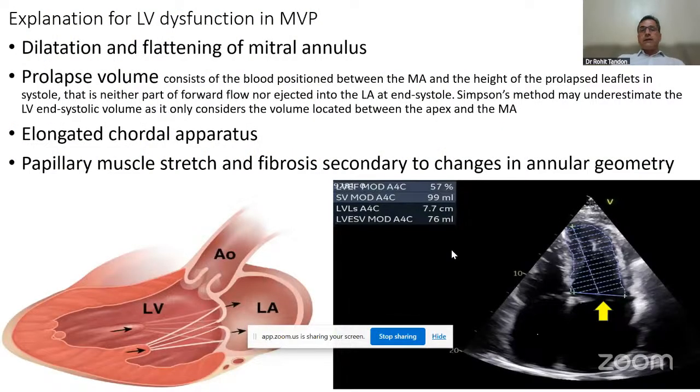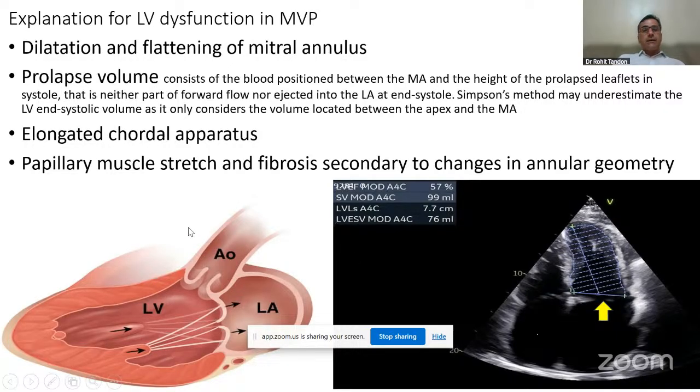Then some pitfalls in the assessment of left ventricular function. Mitral valve prolapse patients over the years usually have unexplained LV dysfunction, so some theories and hypotheses have been suggested. Among them, there is dilatation and flattening of the mitral annulus, as we saw in the earlier cases. The saddle-shaped anatomy is distorted. This leads to disorientation in the mitral annular contraction as a whole apparatus.